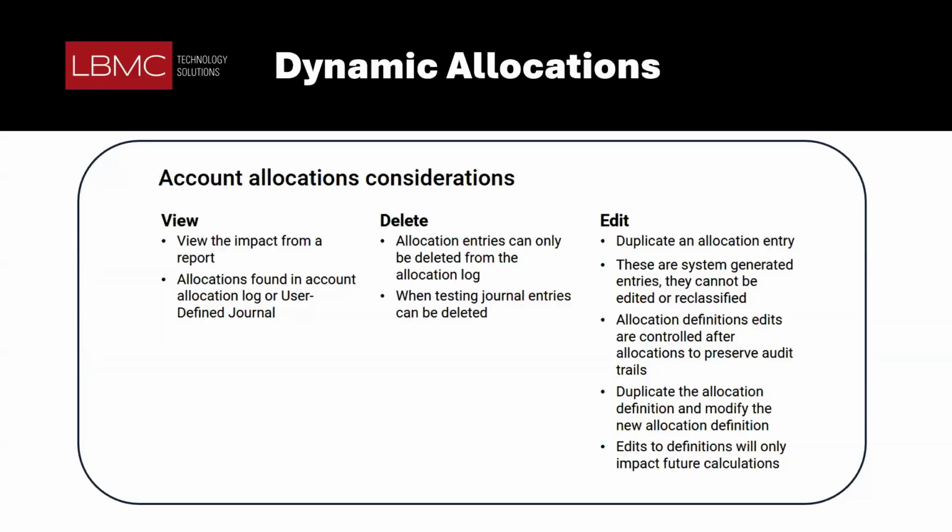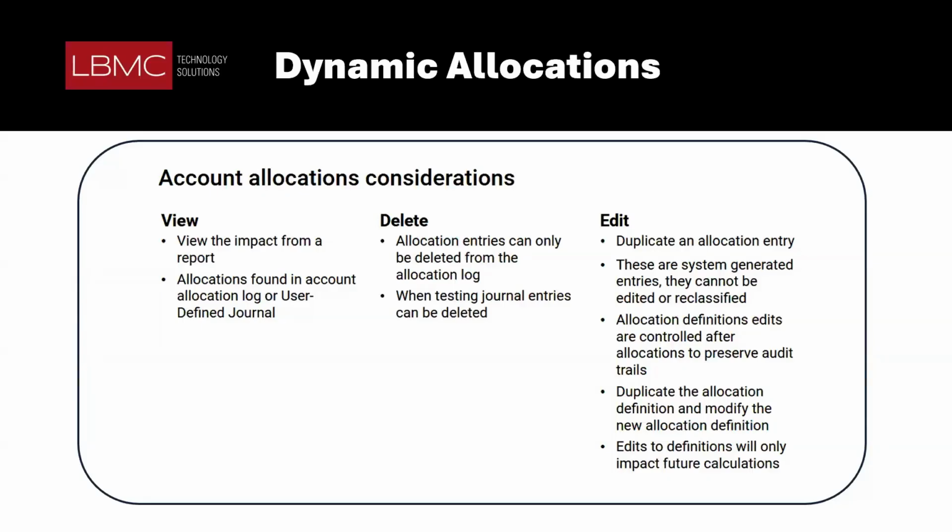Since these are system generated IDs, they cannot be edited or reclassified. So once they have been put into the system based off of your parameters, they are within the system. Allocation definition edits are controlled after allocations to, of course, preserve the audit trail. You can duplicate the allocation ID and modify a new allocation definition if needed. And do know that just like your transaction allocations, any edits that you may make to the definitions will only impact future calculations. They will not go back to prior allocations that were run previously.